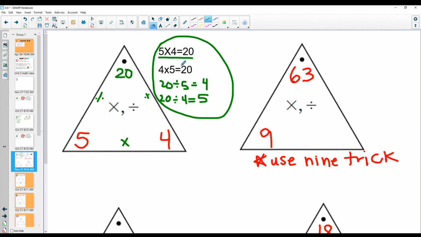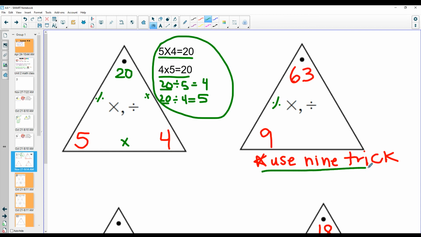Remember, this is your turnaround fact, and then this is your 2 division facts. You always start with the biggest number, just like what we would do with subtraction. All right, over here, you're thinking of 9 and 63. Well, we need to go down. We need to do 63 divided by 9.